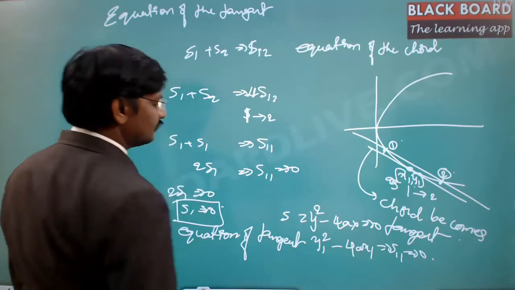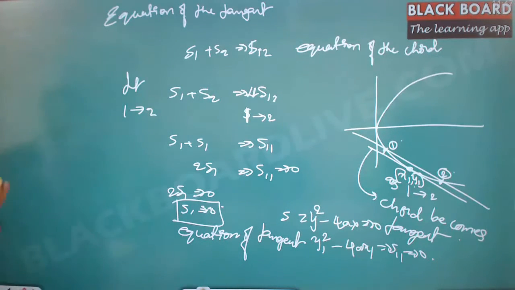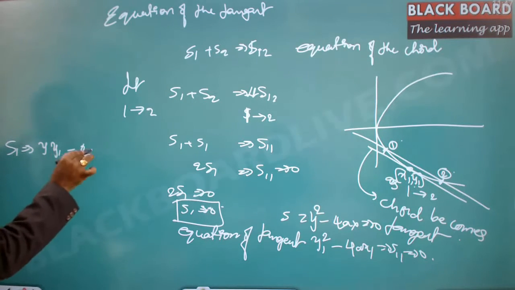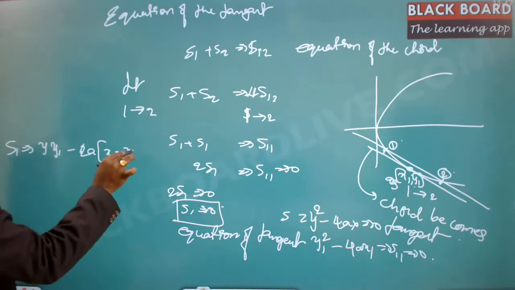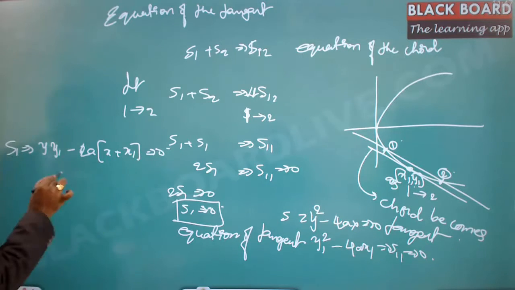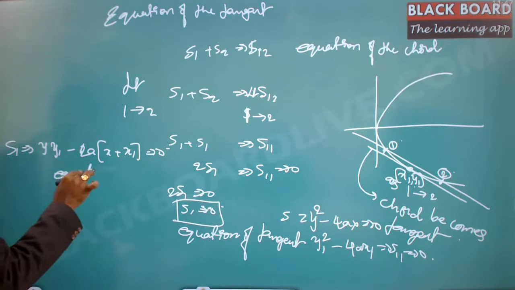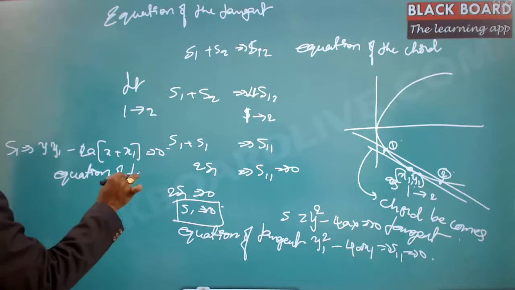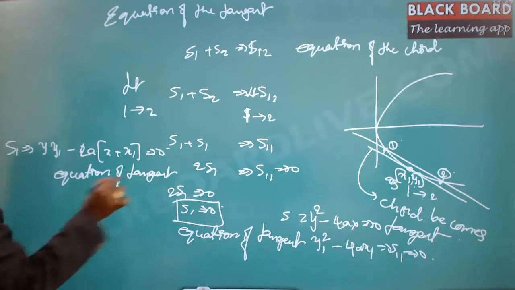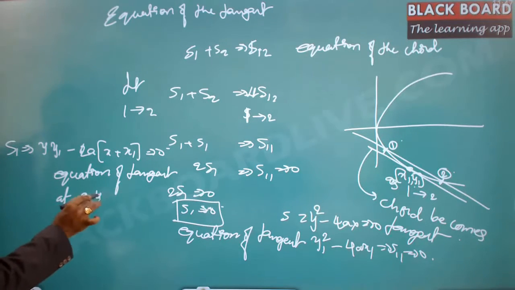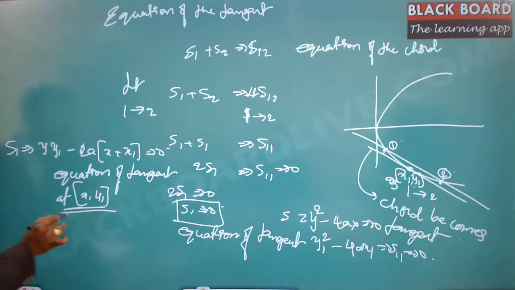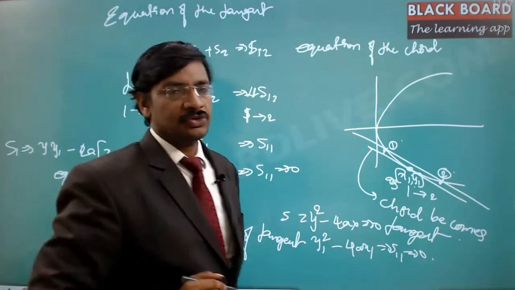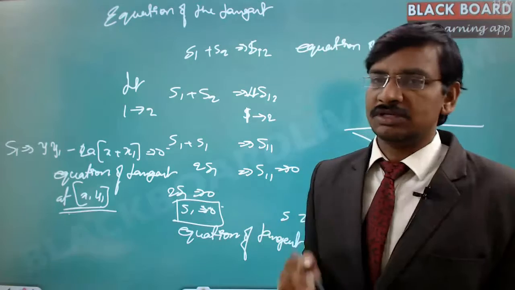So this is the equation of the tangent, which essentially means that S1 is equal to y1 minus 2a into x plus x1 equal to 0. This is the equation of the tangent at x1 comma y1. So this is also another form of the tangent on that particular curve. So here we have given two different kinds of equations for the tangents.